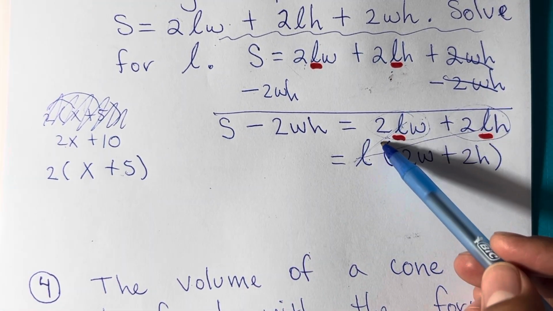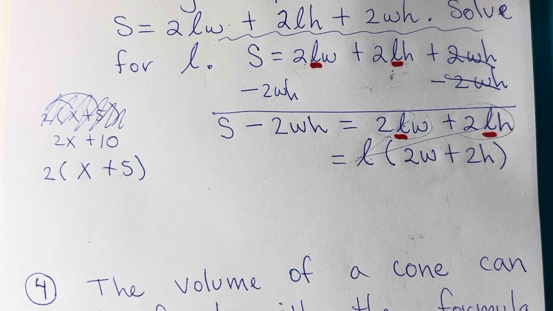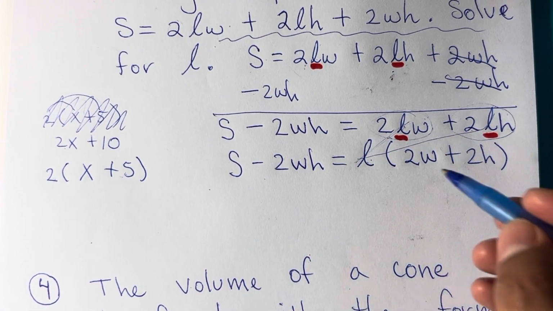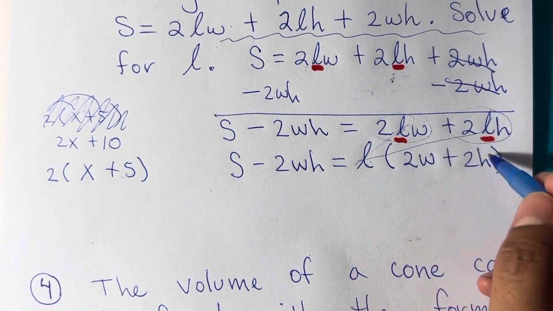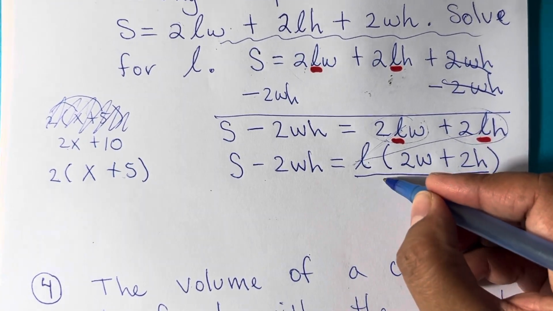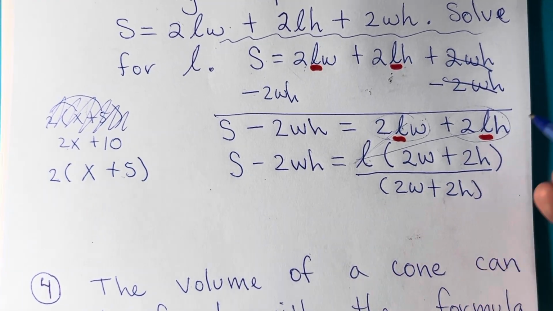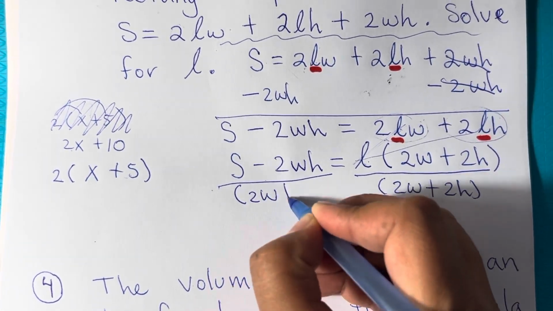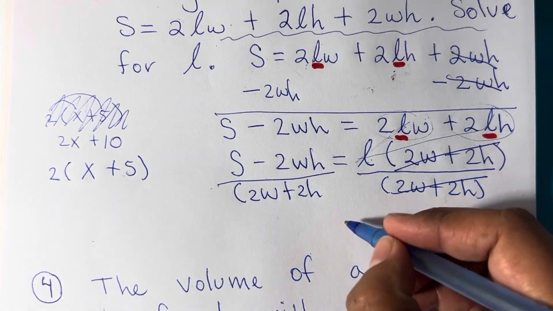And it now allows us to leave L by itself so that we can cancel this. We bring S minus 2W on this side. The final step is that if we're multiplying L times this factor or parentheses, then we can divide by that factor or parentheses, which is 2W plus 2H. And if we do it on one side, we have to do it on the other side. This divided by the same thing equals 1, which we don't put.